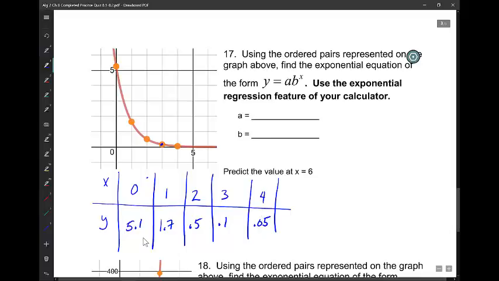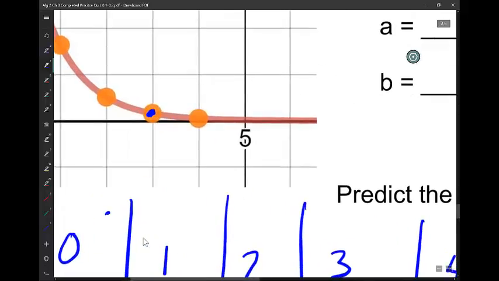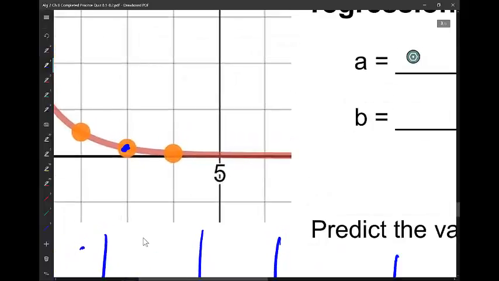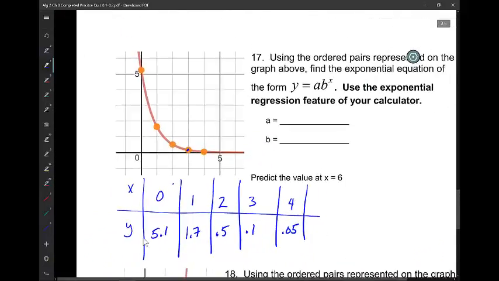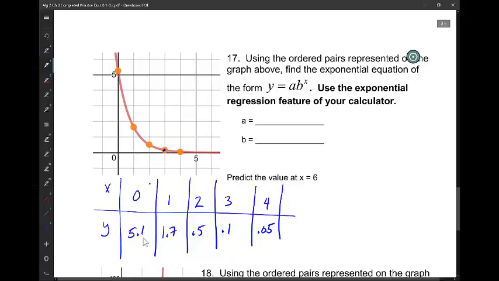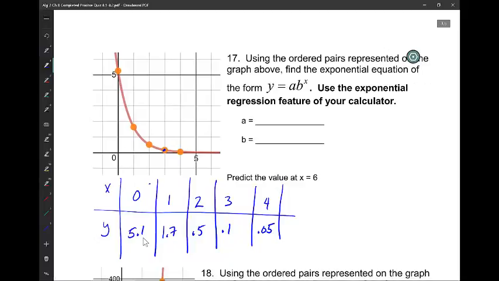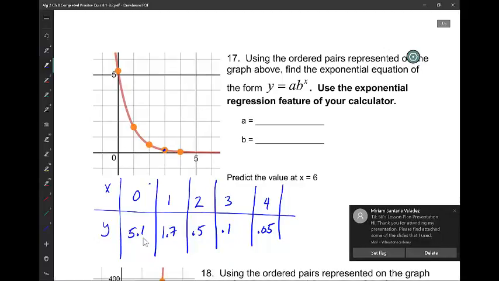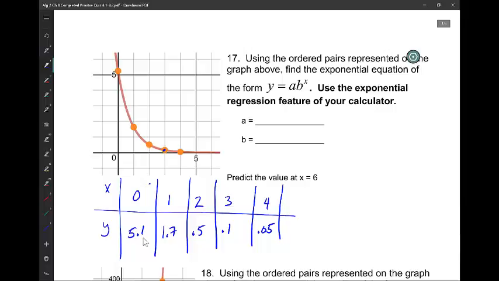I know it looks like it's close, but I still don't feel like it's exactly touching, but I do feel like it's approaching the x-axis. So we're going to take these values and put all of these values into our calculator. So that's 5.1, 1.7, 0.5, 0.1, and 0.05 for 0 through 4.